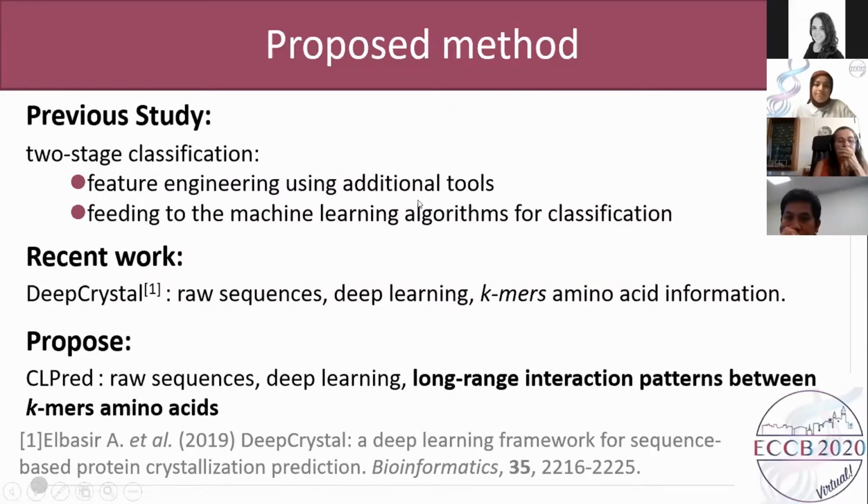Recent work, Deep Crystal, built a convolutional neural network to extract features such as frequency of amino acids, k-mers, and k-mers information from the raw sequence. Studies in protein secondary structure show that the kinds of neighboring residues play a predominant role in the secondary structure conformation that a residue adopts.